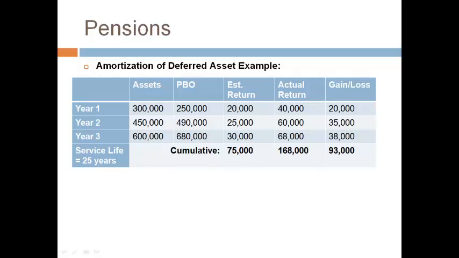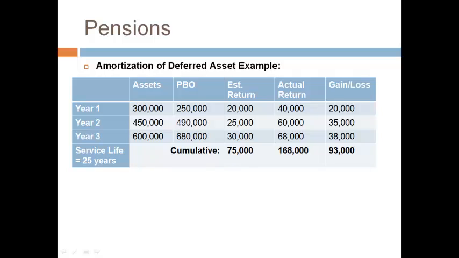Here is an example of how the deferred gain or loss comes about. This plan has been in effect for 3 years. The assets and PBO columns are beginning of year amounts. The assets increase each year with actual earnings and contributions made by the company. The obligation changes each year as employees work and earn their pension. The pension trust fund earns an actual amount each year.